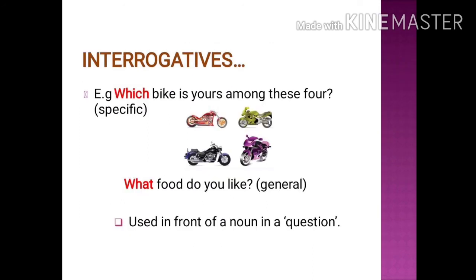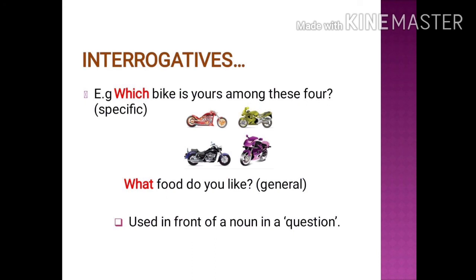The next determiner type is interrogatives, children. Children, already you know interrogatives means questions. There are only two interrogatives used as determiners. Those two are which and what. Look at the examples. Which bike is yours among these four? What food do you like?